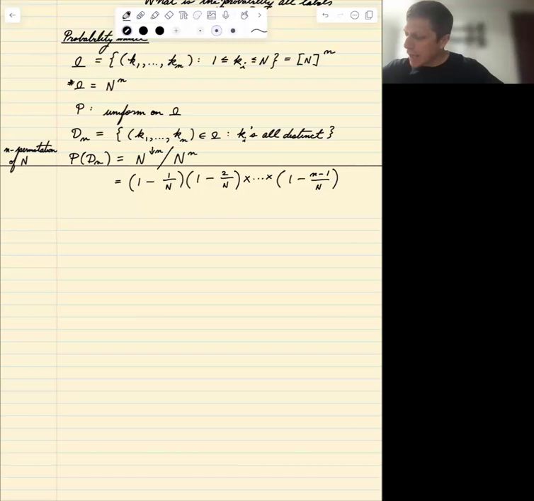So anyway, this is the calculation, and we want to see if we can get some intuition for this. Can we approximate? Can we get a nice expression for the value of the probability of D_n? And the answer is yes, as long as n over capital N is small.